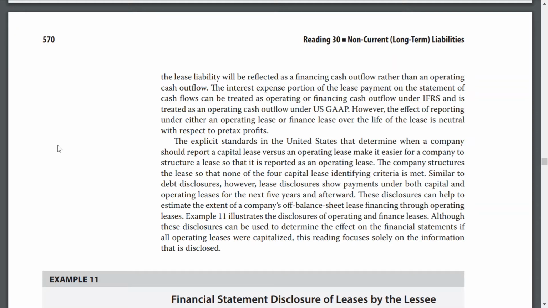Similar to debt disclosures, lease disclosures show payments under both capital and operating leases for the next 5 years and afterwards. These disclosures can help to estimate the extent of a company's off-balance sheet lease financing through operating leases. Example 11 illustrates the disclosures of operating and finance leases. Although these disclosures can be used to determine the effects on financial statements if all operating leases are capitalized, the reading focuses solely on the information that is disclosed.